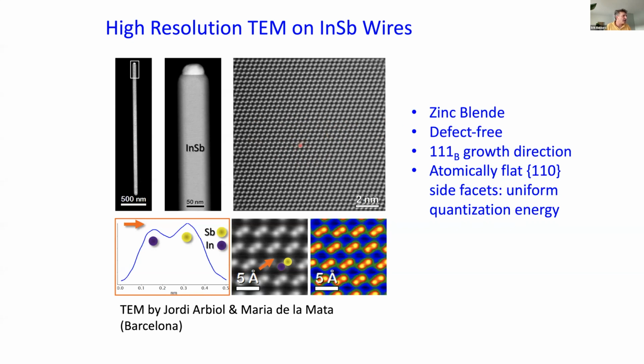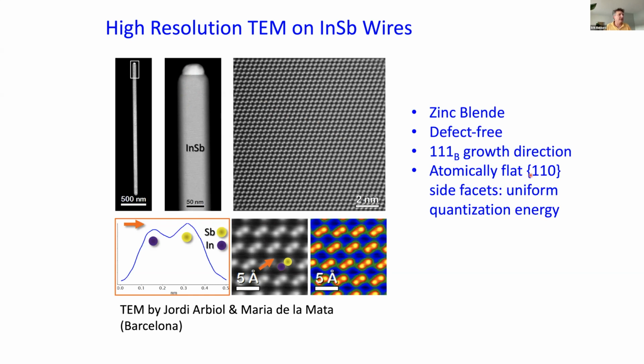Well, we can see these dumbbells, and we can go to higher resolutions, and then we can actually resolve these dumbbells. And then it appears that this atom here is indium, for instance, and this atom is antimony. And that means that the top facet of the wire is terminated by antimony, and the bottom facet of the wire is terminated by indium. And these wires grow in this 111 direction, and that means that they grow in this 111B direction, because it's terminated by antimony.